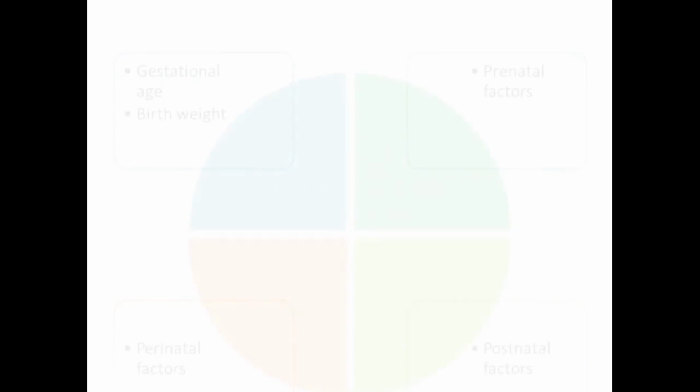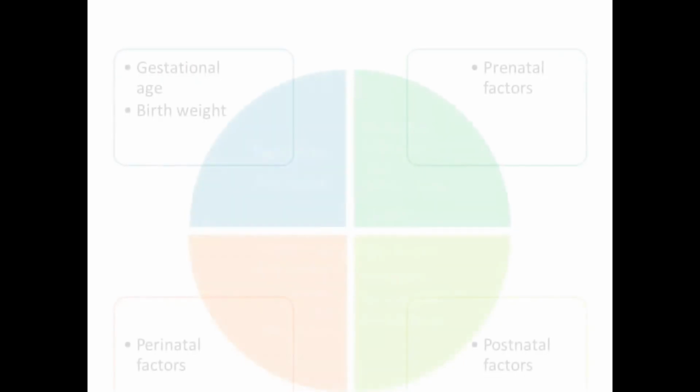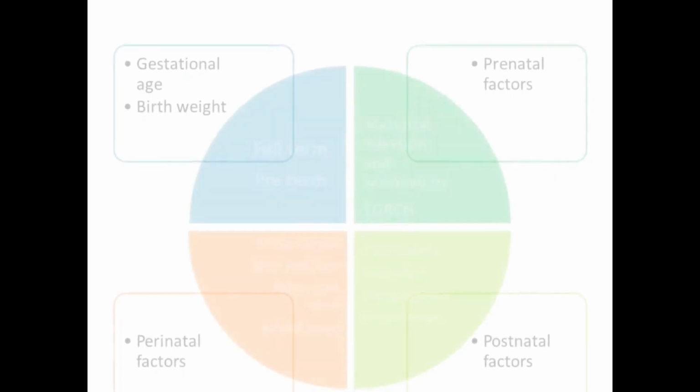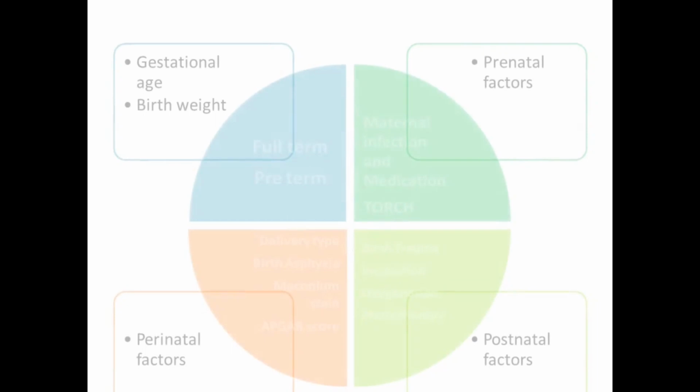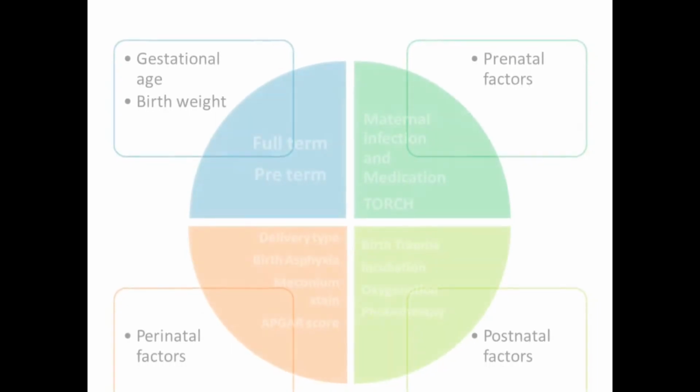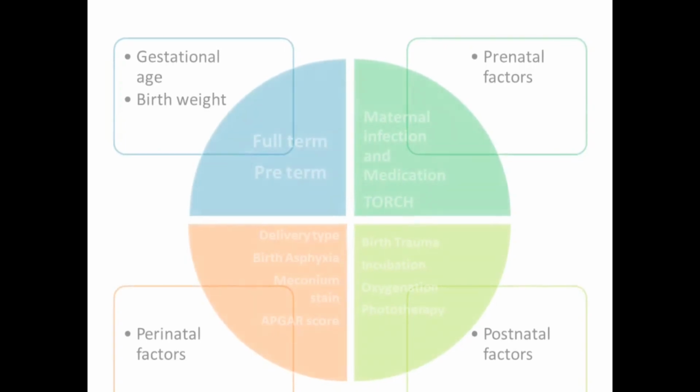Next, you can see in this chart I have divided into four groups. First is full term and preterm. In full term you should always ask the gestational age and birth weight. Next is the prenatal factor. We should always ask about any kind of infection of the baby after the birth or not.